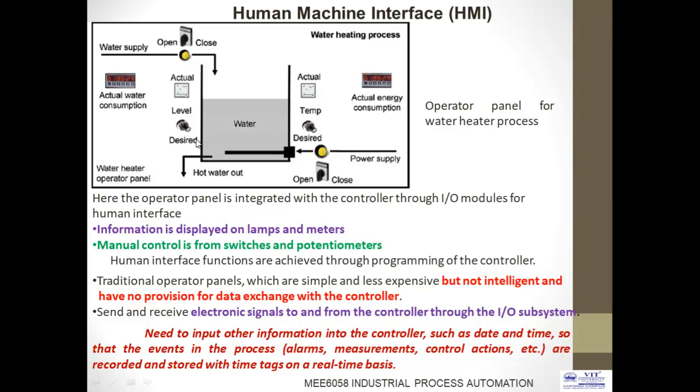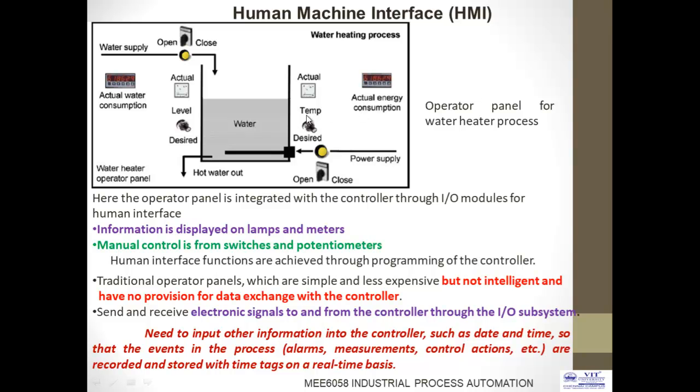So on both sides we can find out the actual water consumption in the tank. This side we can find out the energy taken by the heater to heat the water, using the circuit breaker. So we can find both the actual water consumption and the actual energy consumption.